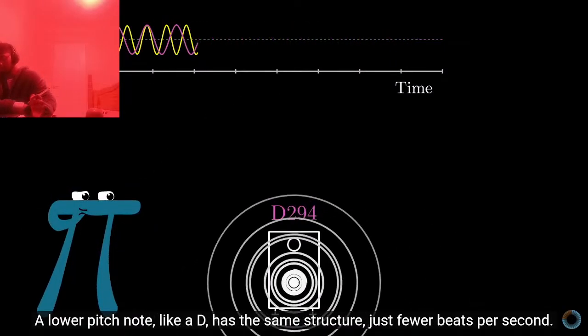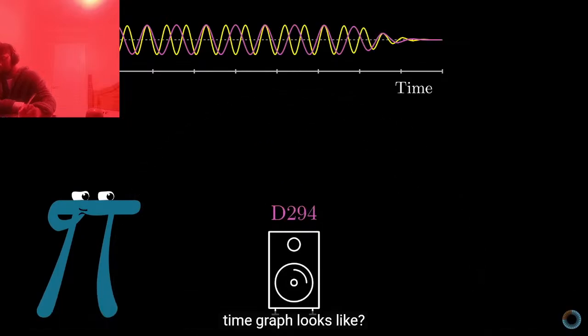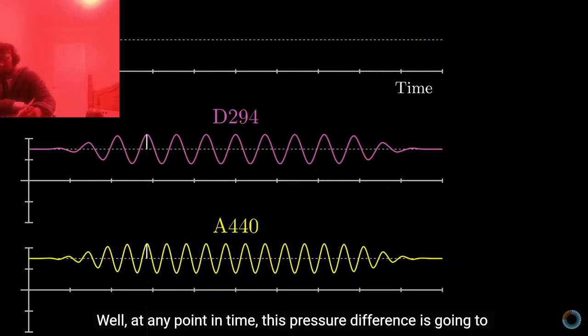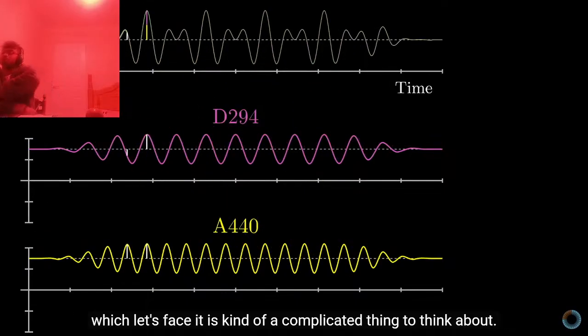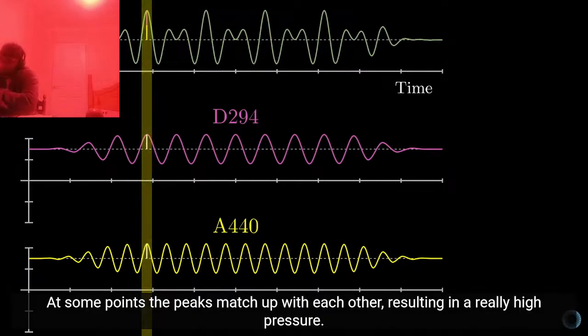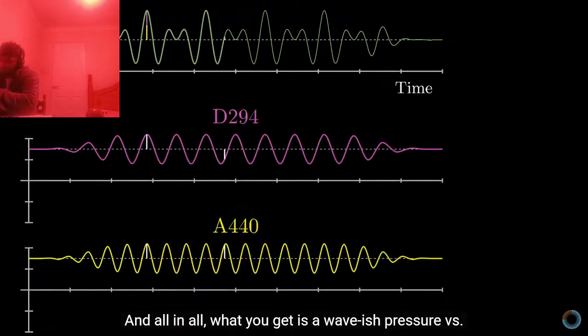And when both of them are played at once, how do you think the resulting pressure versus time graph looks like? Well, at any point in time, this pressure difference is going to be the sum of what it would be for each of those notes individually, which, let's face it, is kind of a complicated thing to think about. At some points, peaks match up with each other, resulting in a really high pressure. At other points, they tend to cancel out. And all in all, what you get is a wave-ish pressure versus time graph that is not a pure sine wave. It's something more complicated.